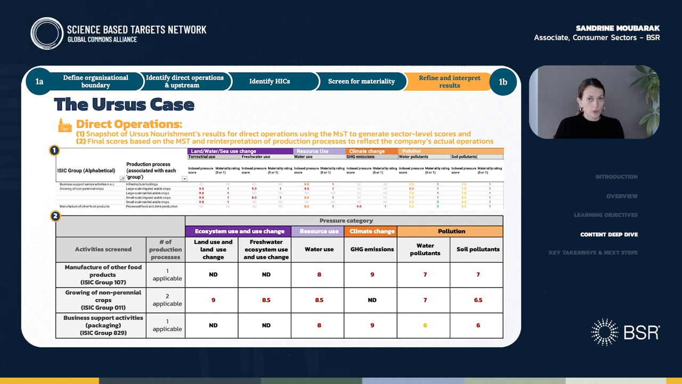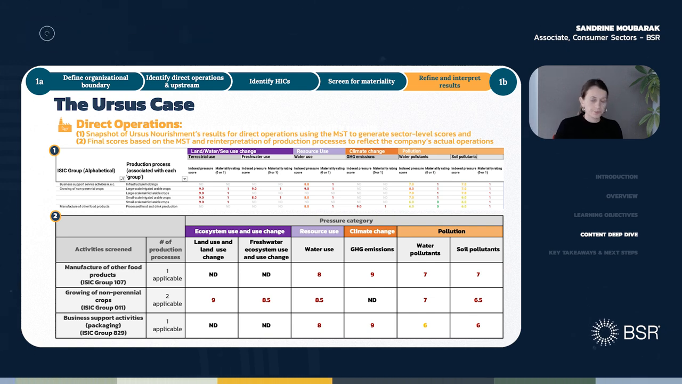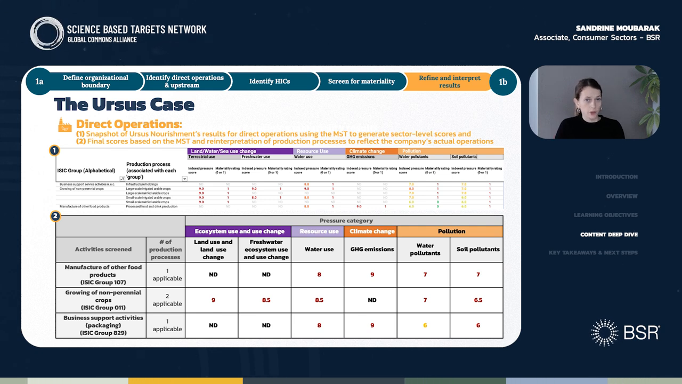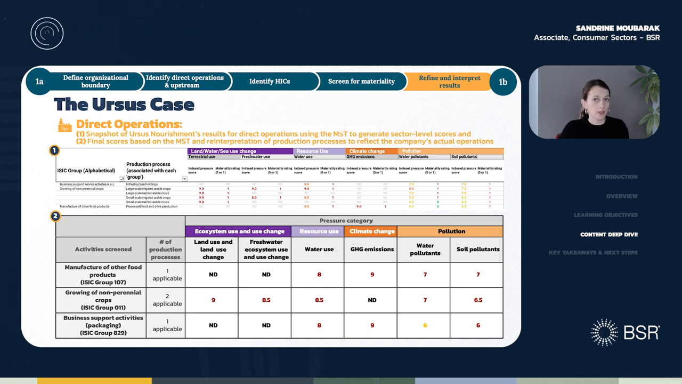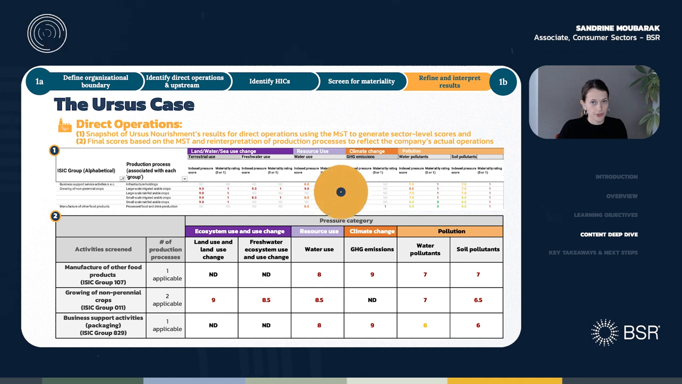After reinterpreting the production processes to reflect its actual operations, the URSUS team arrived at the second table, which you can see here, within which they recorded their final materiality results. Of the 3 activities within their direct operations, the team found that growing of crops was consistently most intensive across the pressure categories. The team judged this intensity as the number of pressures per activity above the median materiality score for each pressure in the dataset consulted.